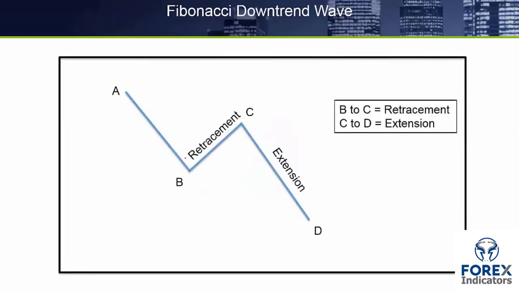For a downtrend, again, this is the retracement. The market is basically moving down, but it's retracing that down move here. In other words, it's going up, and it's called the B to C retracement. And then when the market resumes its downtrend, it's called the C to D extension. Once again, if you want to trade with the trend, you'll be looking to trade this move down.